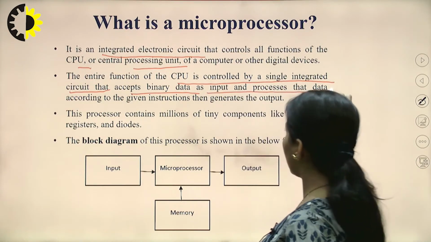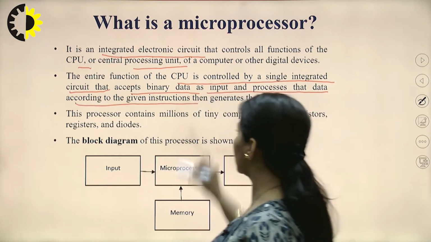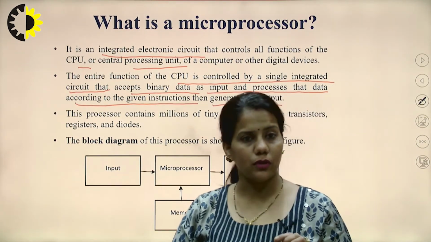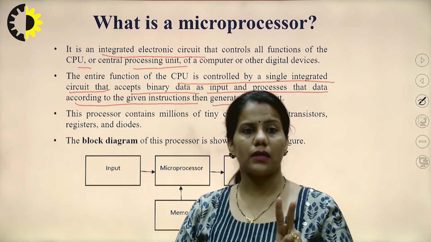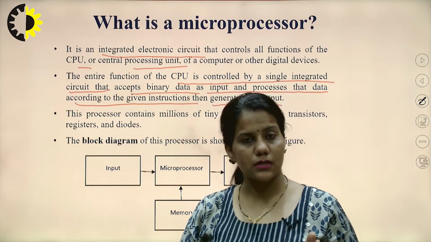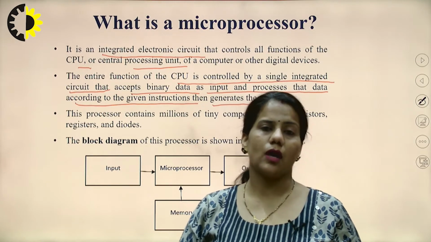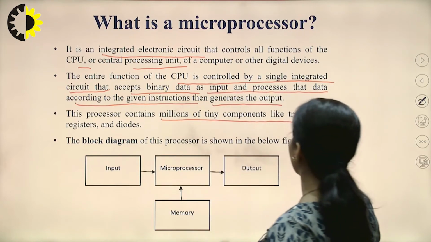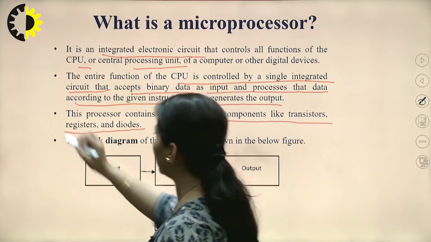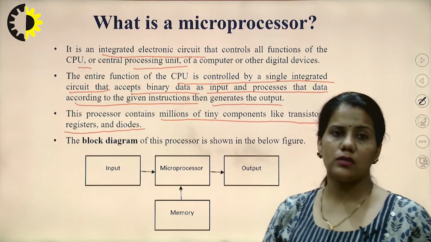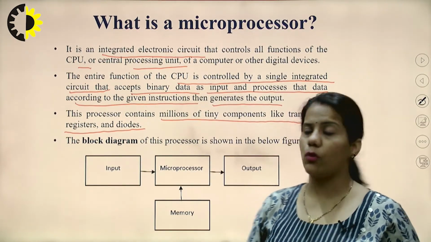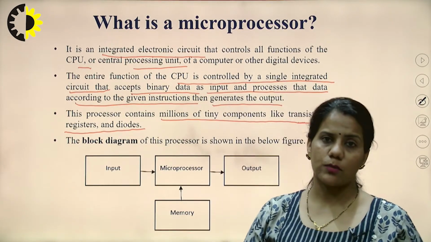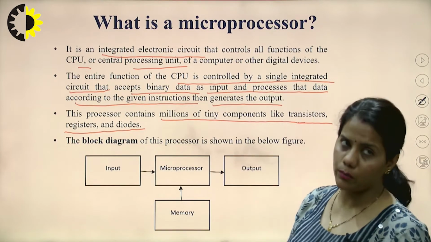It processes that data according to the given instructions and then generates the output. So the first thing is the input that we give to the processor. Second, this input will be processed and executed, and finally the output will be obtained. This processor contains millions of tiny components like transistors, registers and diodes. Basically any semiconductor device is made up of transistors, registers and diodes. Likewise, our microprocessor is also made of these components.